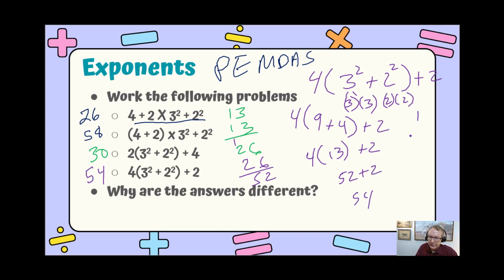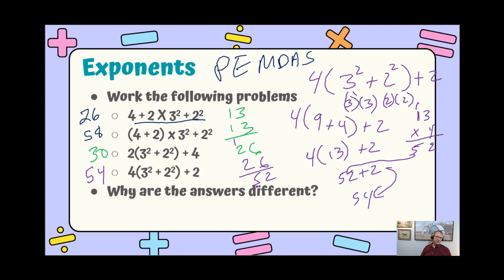Another option here, we could have done 13 times 4. 3 times 4 is 12. Carry my 1. 4 times 1 is 4. 4 plus 1 is 5. So we still have 52. See, 52. 52 plus 2 is 54.